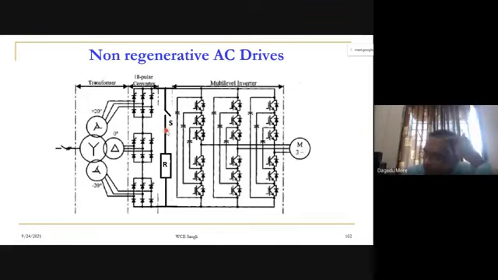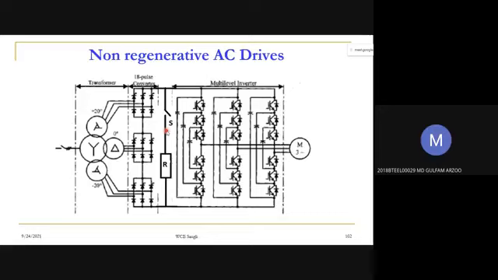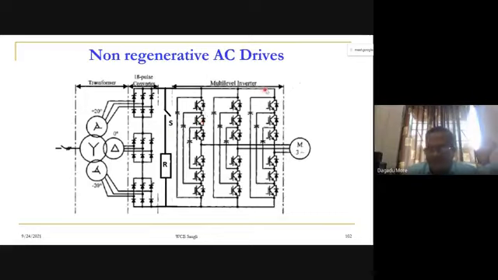Hello? No, sir. Now, can you identify the level of this multi-level inverter? If you look at this diagram, can you tell me what the level of this multi-level inverter will be? Is it a 3 level, 4 level, or 5 level? In the case of 3 level, how many devices are there in the upper half and lower half of one leg?